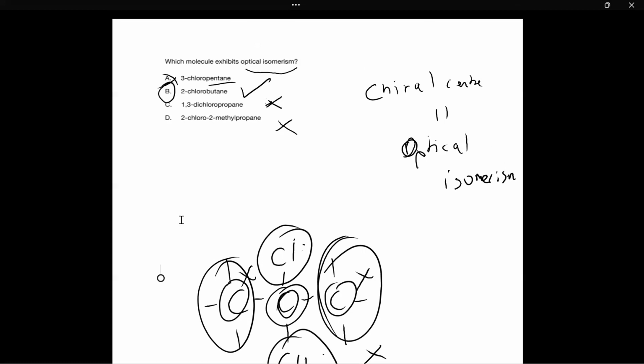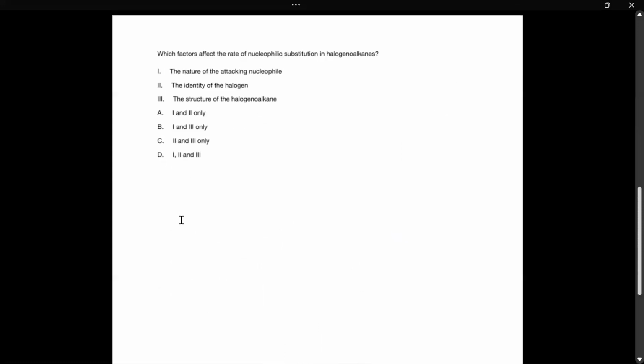I'm going to move on to the next part, which is this. So this would cover sort of SN1 and SN2 reactions, right? Nucleophilic substitutions. So they've asked us which factors affect the rate of nucleophilic substitution in halogenoalkanes. And now we've been given 3 options, and then we have been given A, B, C, and D, where you select 1 and 2, 1 and 3, and I'm sure you've come across these kind of questions. So I'm going to look at each one of these options, and I'm going to deduce whether they are true or not.